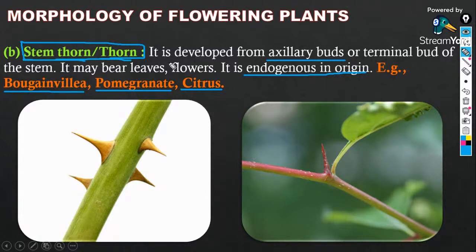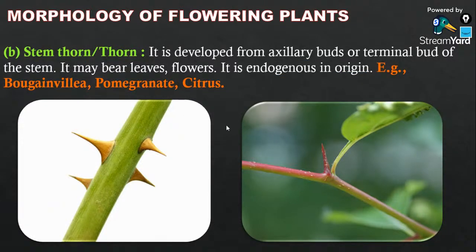Done. So what are the examples of stem thorns? It is bougainvillea, pomegranate, and citrus. Citrus is a modified stem thorn. Bougainvillea is a modified stem thorn. Pomegranate, they have stem thorns present in them. Modified stem.